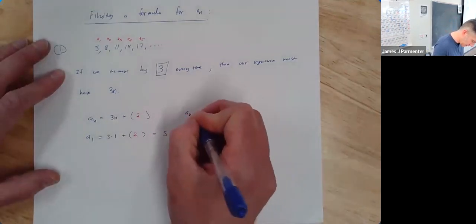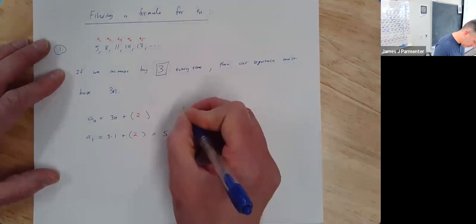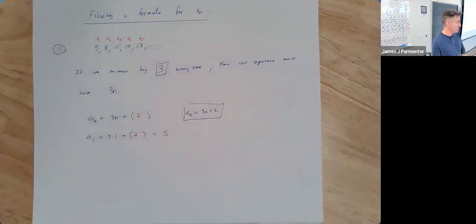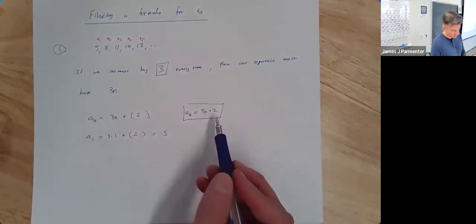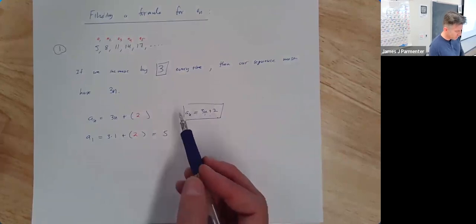So a sub n is 3n plus 2. And then you can check to make sure it works for the next couple terms. If you plug in 2, 3 times 2 is 6 plus 2 is 8. Check. Plug in 3, 3 times 3 is 9 plus 2 is 11. Check. And so on and so on.